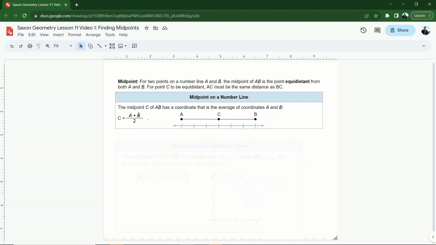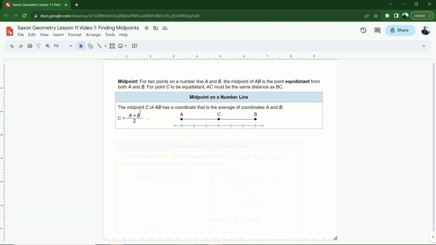It's like we're finding the average of two positions. If A is negative, we plug it into the formula as a negative number. If B is negative, we do the same thing. So if A was like -2 and B was 8, it'd be -2 plus 8 is 6, divided by 2. The midpoint would be 3.